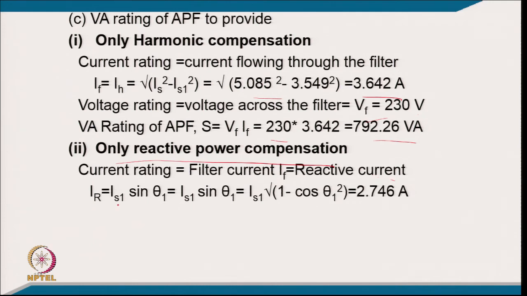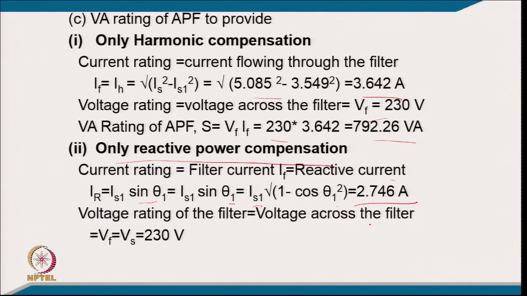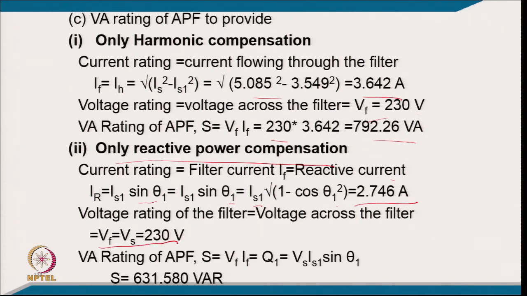So, that will be IR equal to IS1 sin theta 1, that is IS1 under root 1 minus cos squared theta 1, which comes to 2.746. This is only for reactive current compensation, and the voltage rating of this shunt active filter is the same as the supply voltage, that is the point of common coupling voltage, 230 volt. The VA rating is VF IF, that is the fundamental reactive power Vs1 IS1 sin theta 1, and it comes to 631.58 VAR.